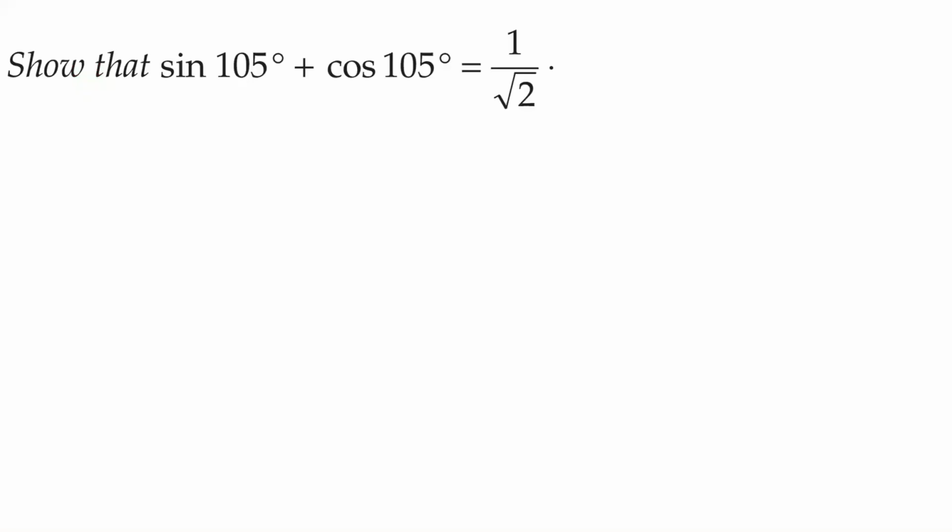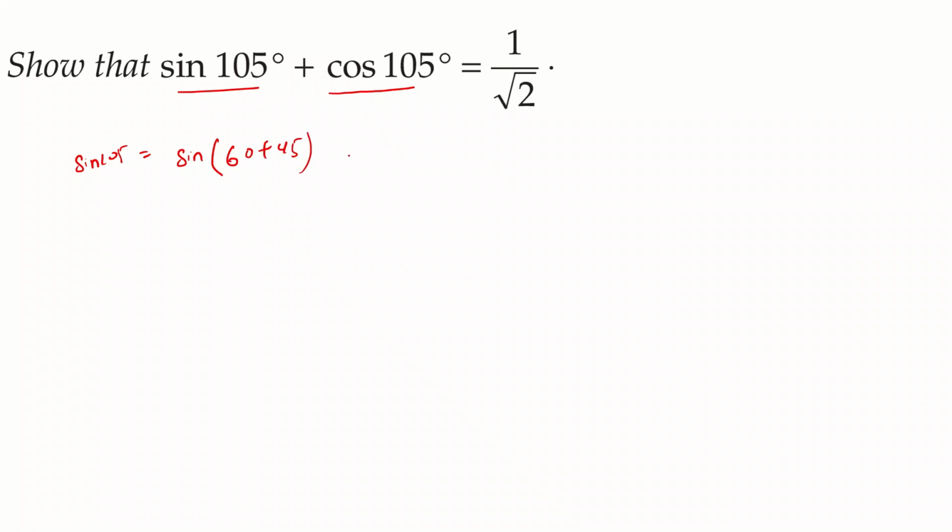Okay, let's take up one more question. Show that the value of sine 105 degrees plus cos 105 degrees is equal to 1 over root 2. Okay, so how can we find out the value of sine 105 degrees? For finding out the value of sine 105 degrees, we can write sine 105 as sine of 60 plus 45 degrees. Okay, because 60 plus 45 is 105.